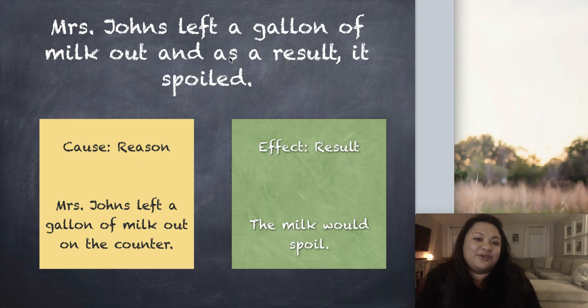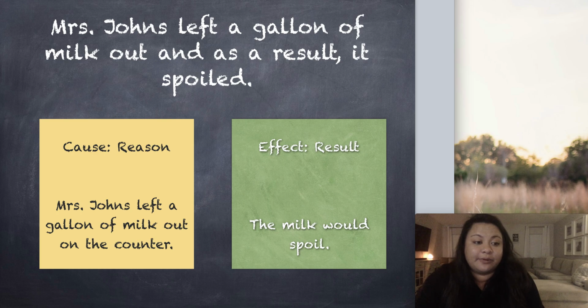Okay? And if you look up here in the sentence, as a result, that is really important. That's an effect word. Because you see the word result, and that's the meaning of effect. It's the result. So you can look out for those key words to help you know what cause and effect is, or where it's at in the sentence.